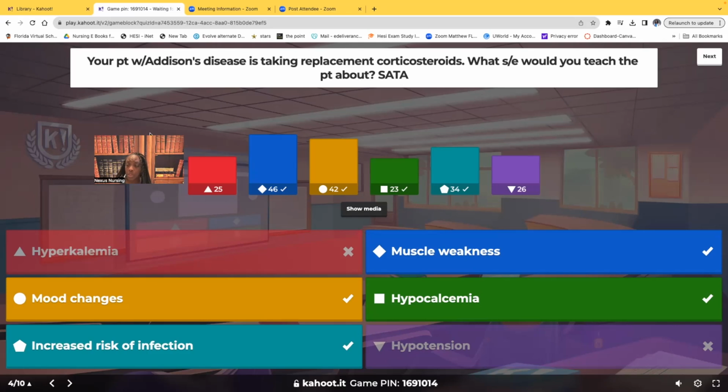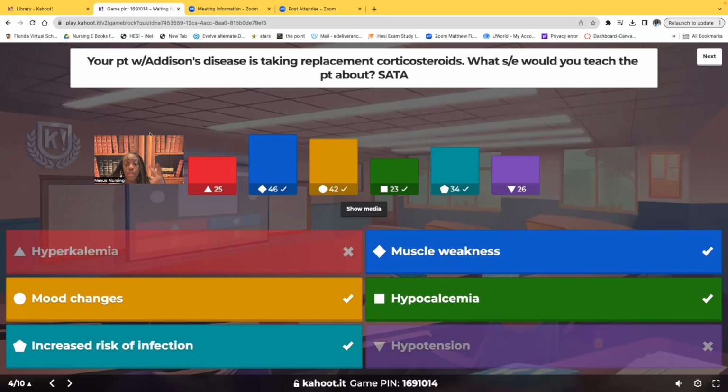And last, increased risk for infection. Absolutely. When it comes to steroids, four things you guys got to know. I'll tell you this right now. When it comes to steroids, no matter what type of steroid we're talking about, one, you're going to be worried about infection, because steroids increase the risk of infection and mask the signs and symptoms of infection.